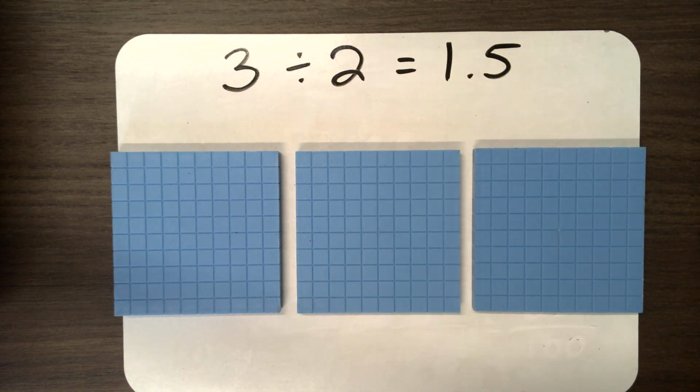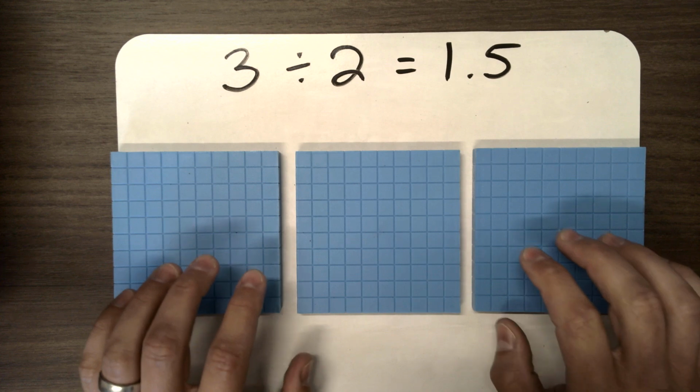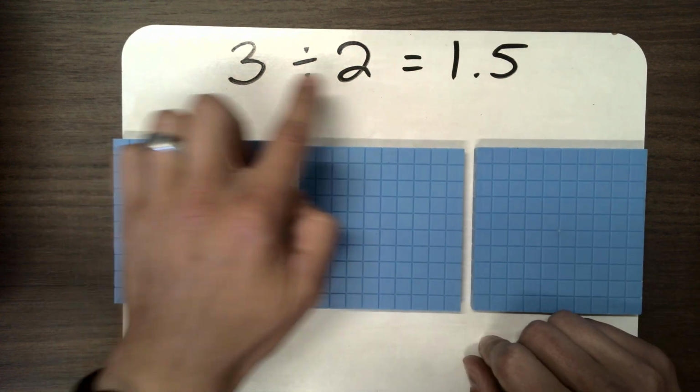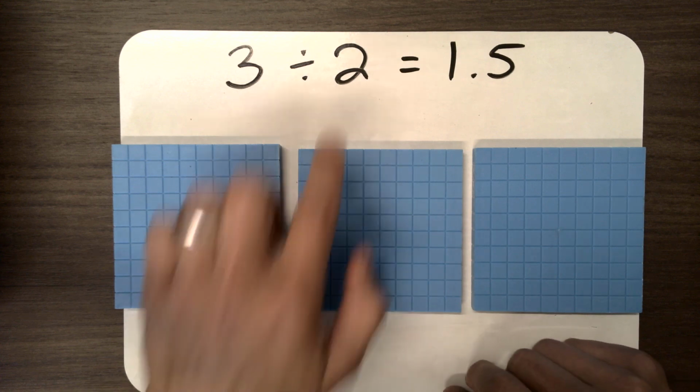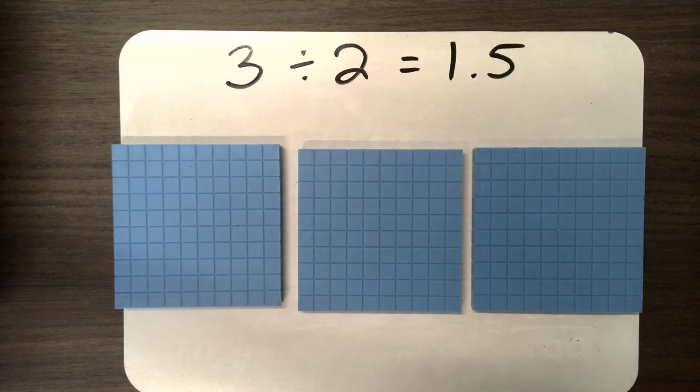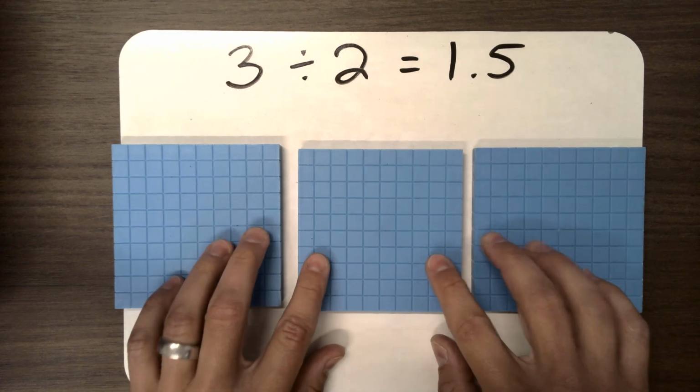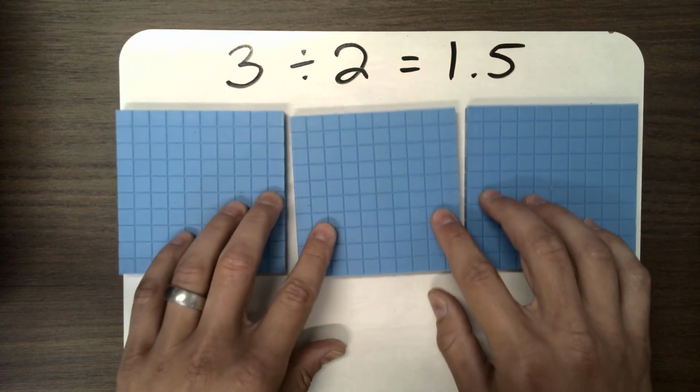For our concrete model, we'll use the base 10 blocks. So we can see we have the starting amount of 3, and then divided by 2. Remember, we can either have that 2 be the number of groups or the size of each group. We're just going to do the number of groups for this one. And we want to show this is equal to 1 and 5/10.